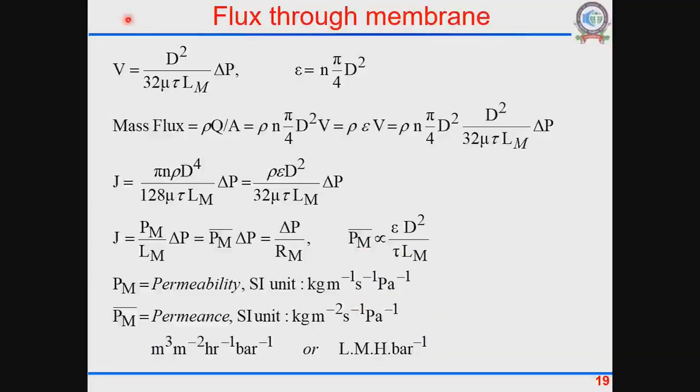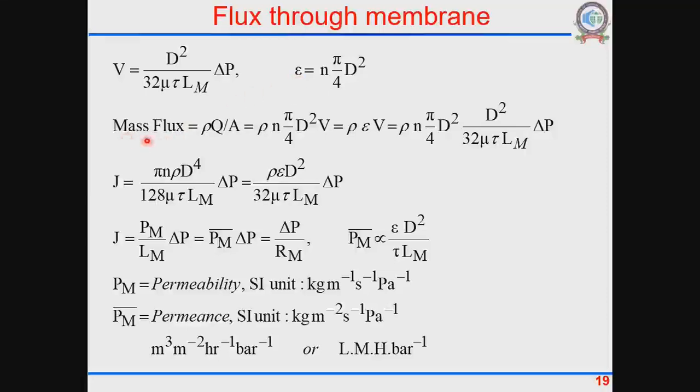Okay, so here we go forward. We know that velocity is related to delta P by the Hagen-Poiseuille equation. For the porosity of the membrane, if we take n number of pores per unit cross section area, pi by 4 d square would be the area of one pore. So pi by 4 d square multiplied by n would be the total area available for flow per unit cross section. Therefore, that's nothing but the porosity.